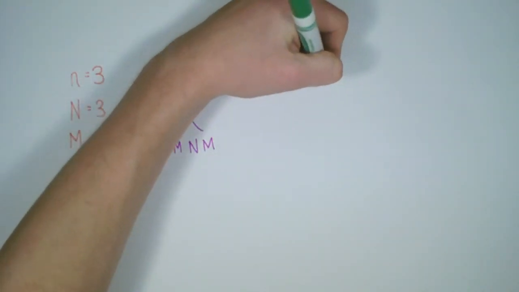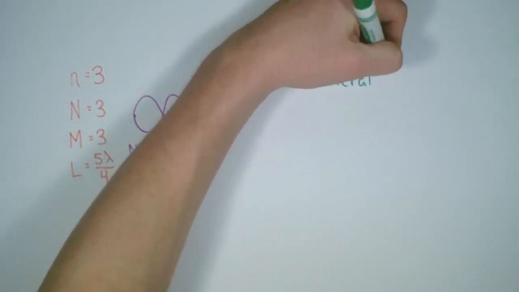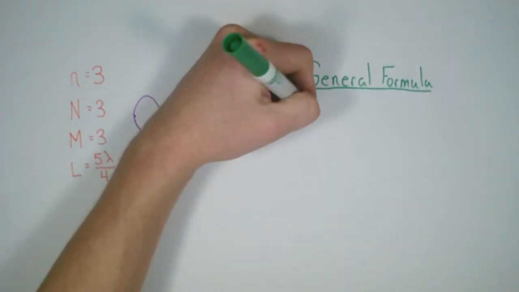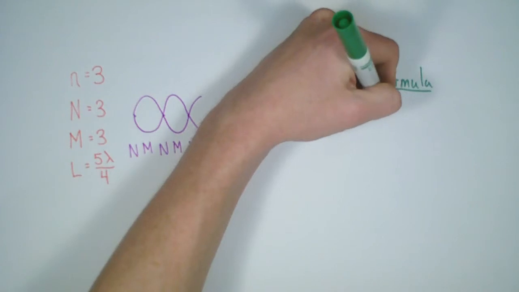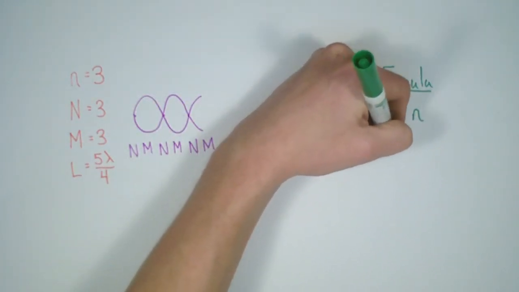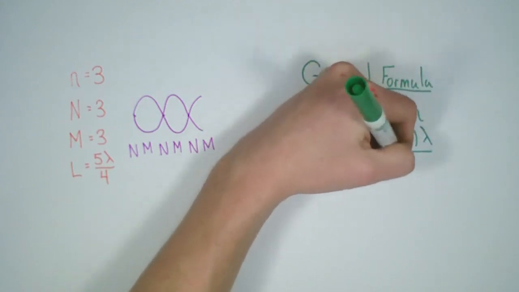And for a fixed on one end resonator, this leads us to our general formula. We're going to see here that the number of nodes is equal to the harmonic number, the number of maxima is equal to the harmonic number, and the length is equal to (2n minus 1) lambda over 4.